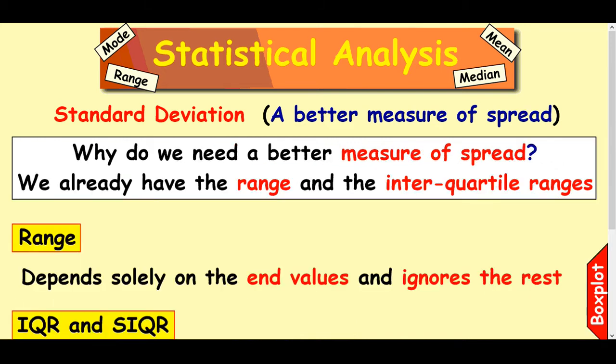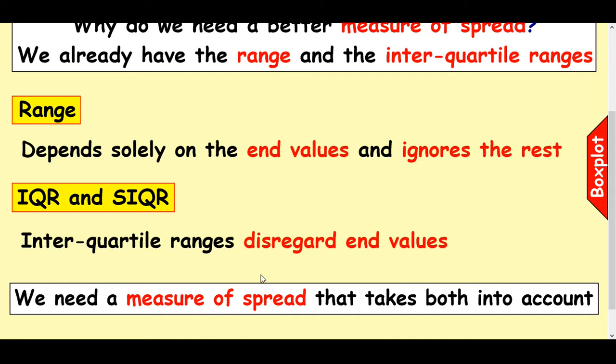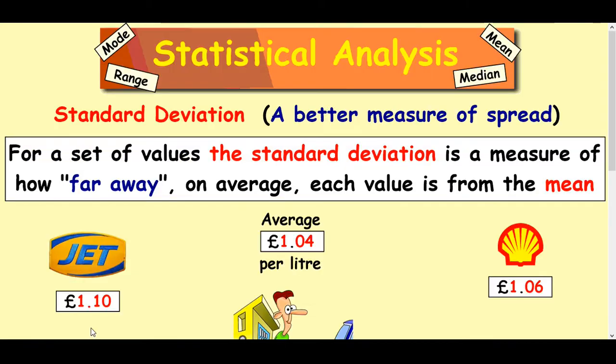If you look at things like the range, that will tell you how spread out information is: the highest take away the lowest, but it ignores everything in the middle. It just concentrates on the end values. And if you've watched the earlier lessons on interquartile range and semi-interquartile range, they ignore the end values and only take into account the middle values. So the standard deviation takes into account everything, and that's why it's classed as a better measure of how spread out everything is. Right, what is it?